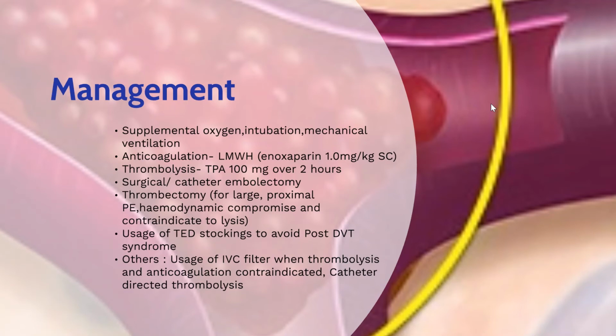Thrombectomy can also be done for large proximal pulmonary embolism, or when the hemodynamics are compromised and it is contraindicated to lysis. Usage of TED stockings or compression stockings is also advisable to avoid post-DVT syndrome. Another option would be usage of an inferior vena cava filter when thrombolysis and anticoagulation are contraindicated. And another option would also be catheter-directed thrombolysis.